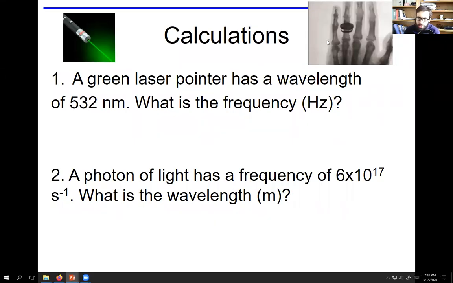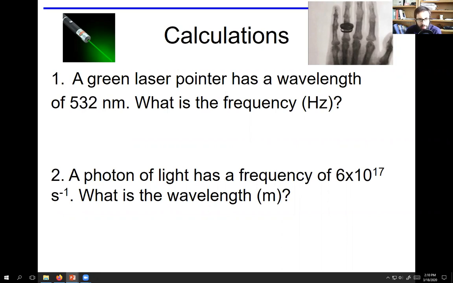Hey everybody, in this video we're going to do some calculations based on energy, frequency, and wavelength of light. These are pretty simple calculations, but you just have to practice these like all problems, and I think you'll be pretty good. The first problem says a green laser pointer has a wavelength of 532 nanometers.